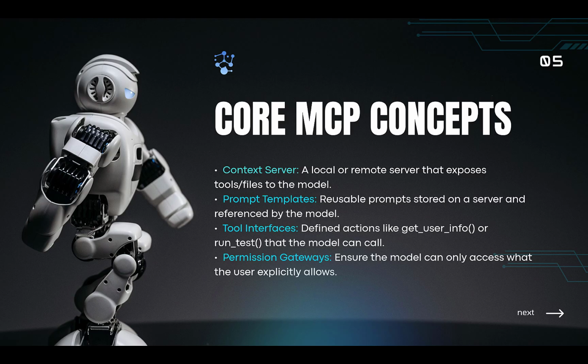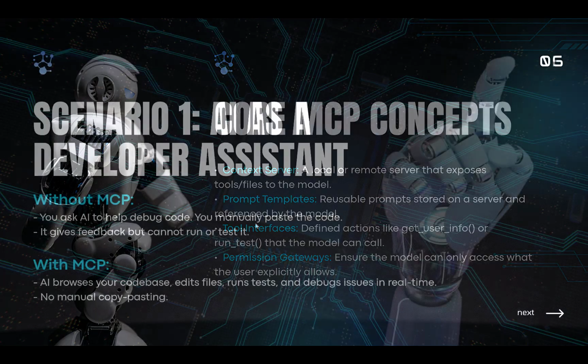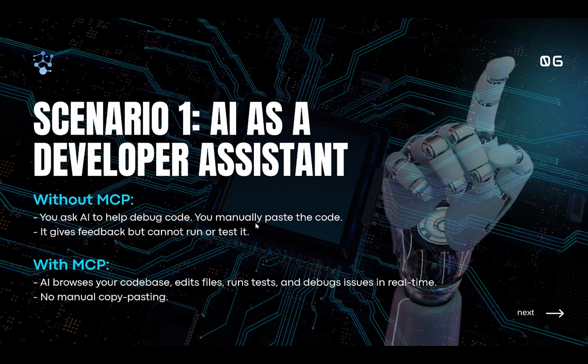Now let's talk about some scenarios, and we will discuss the scenarios in terms of development and software testing. First, let's discuss a scenario in terms of development where AI will be working as an assistant for the developer. If they are not using MCP, so basic without MCP, what you will be doing is asking AI to help in terms of writing the code or debugging the code.